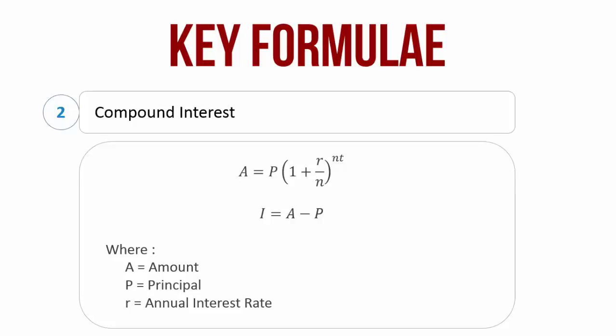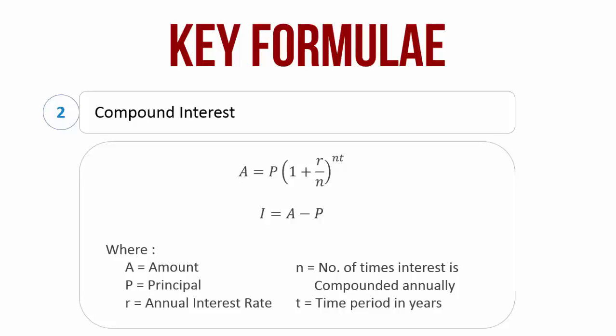So R here is your annual interest rate. N is the number of times that this interest is compounded annually. For an example, suppose you have a fixed deposit that pays you interest every quarter. So the interest would be compounded annually 4 times. That is, the interest would be calculated and paid out 4 times. In that case, N would be 4.